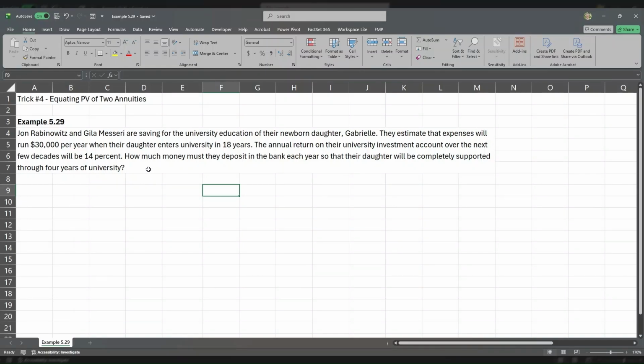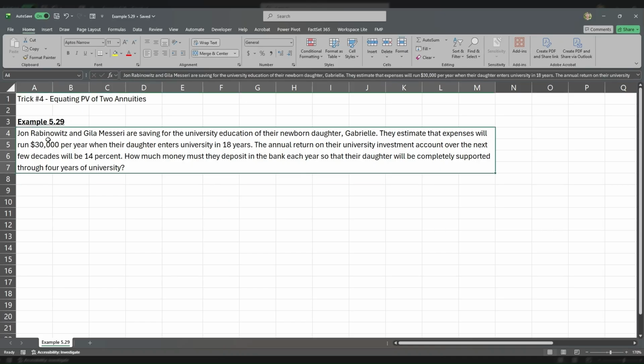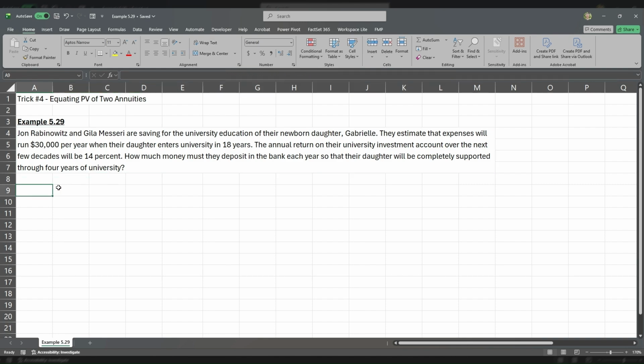So what we have here is a classic setup where we have two parents, John and Jila, and they're saving for the education of their daughter, Gabrielle. They estimate that the expenses will be $30,000 per year when they enter university in 18 years. The return of their university investment account over the next few decades will be 14%. How much money must they deposit in the bank each year so they will be completely supported through 4 years of university? So, what we need to do is actually do this in two different steps.